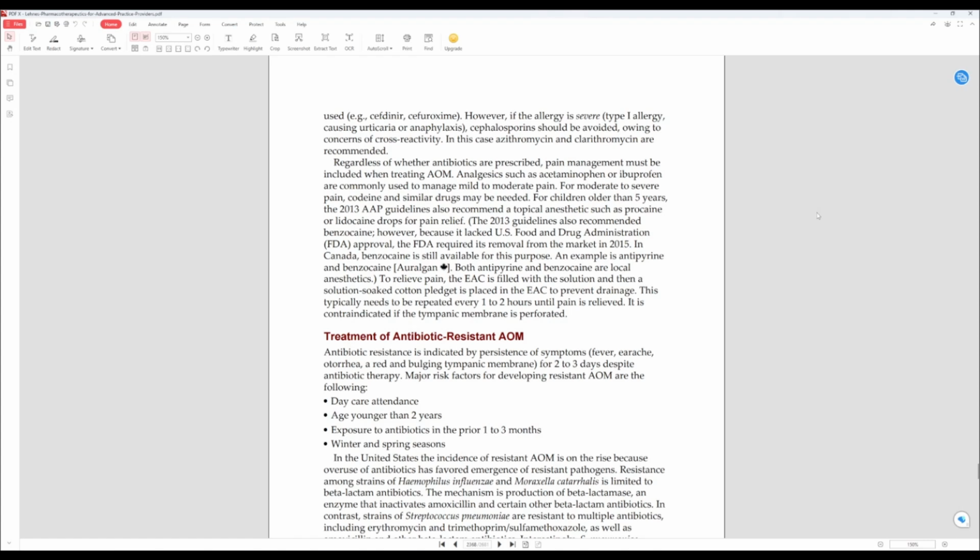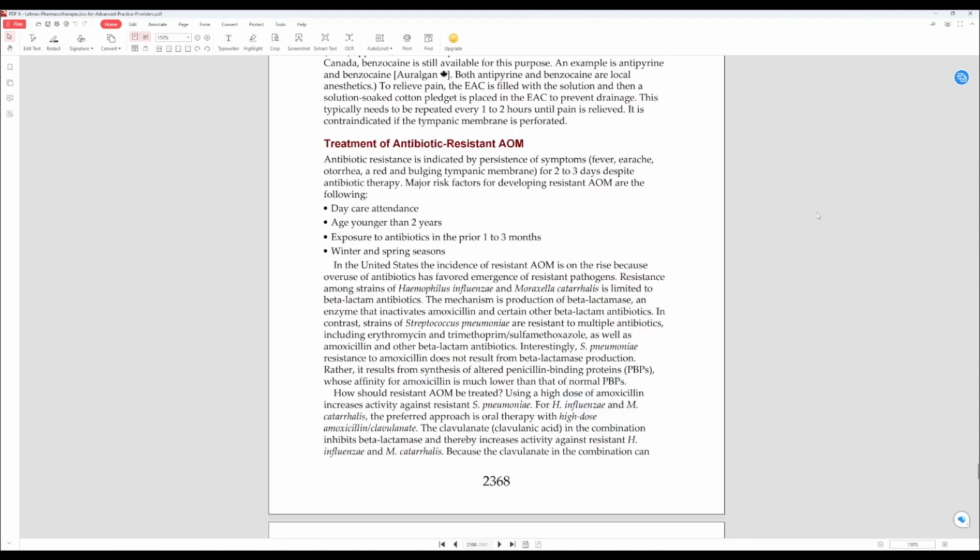So to relieve pain, the EAC is filled with a solution, and then a solution-soaked cotton pledget is placed in the EAC to prevent drainage. This typically needs to be repeated every 1 to 2 hours until the pain is relieved. It's contraindicated, however, if the tympanic membrane is perforated.